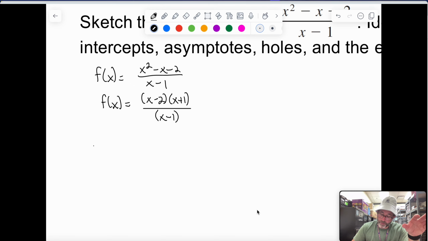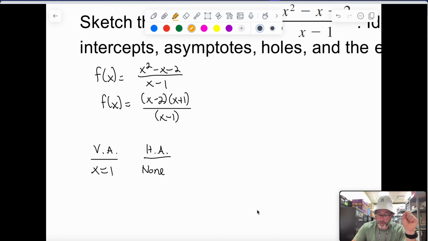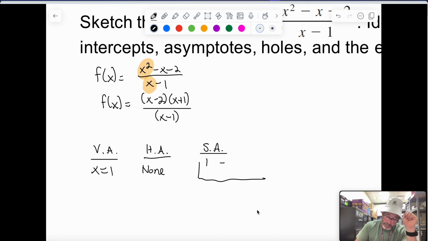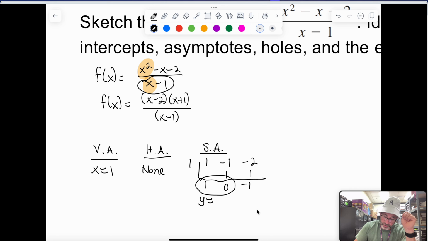My vertical asymptote comes from my denominator, so x equals 1. My horizontal asymptote is that there's none. That's because the degree on the top is 1 larger than the degree on the bottom. So that tells us we're going to have a slant asymptote. If we go through and do this synthetic division, we use 1 for the 0 that comes from my denominator, with 1, negative 1, negative 2. This will be 0, and then 1, and then negative 1. This right here is my equation, so y is equal to x.